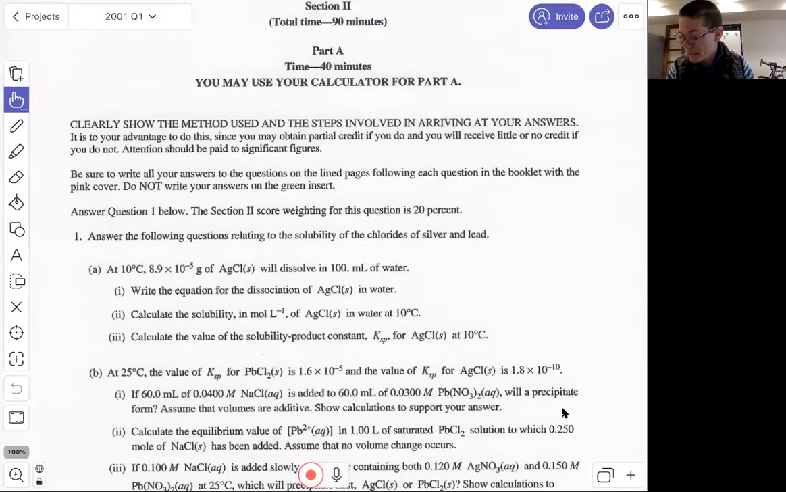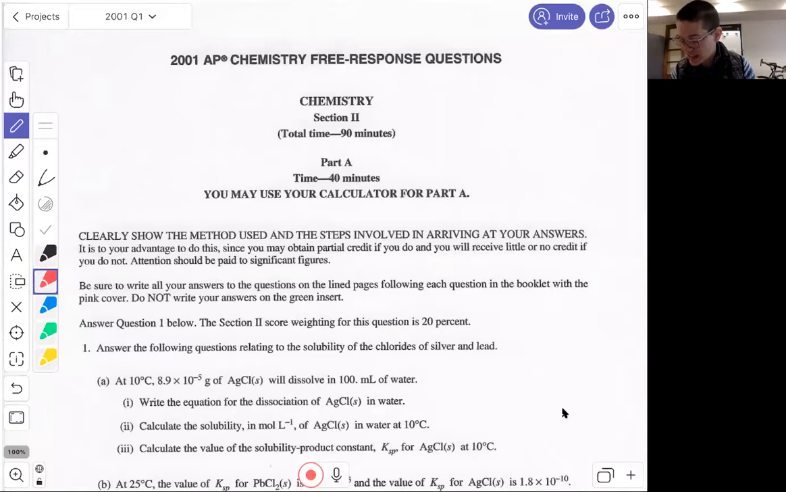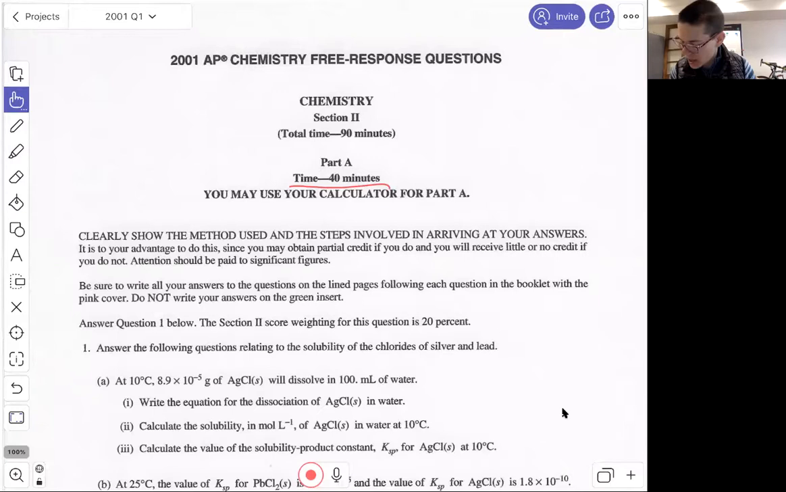Okay. So as I said, this is a question from 2001. This is a very old format in that not only was the test broken up into section one, the multiple choice, and section two, the free response, the free response was then broken up into two parts. So you could see where it says time 40 minutes. That's because part B, you had 50 minutes to do as well. It was all different, but you could only use a calculator for part A, and now they've thrown away all of that.